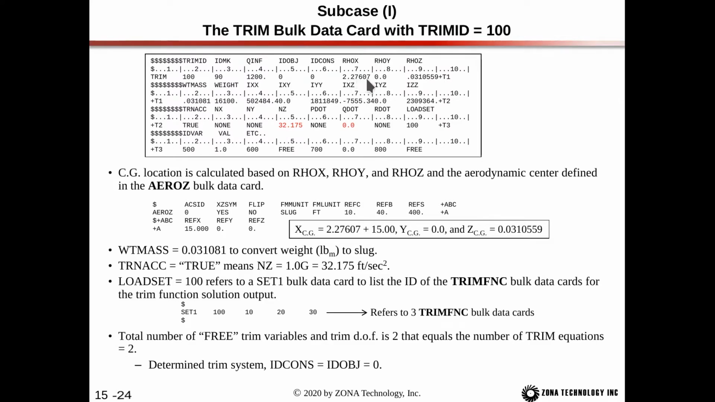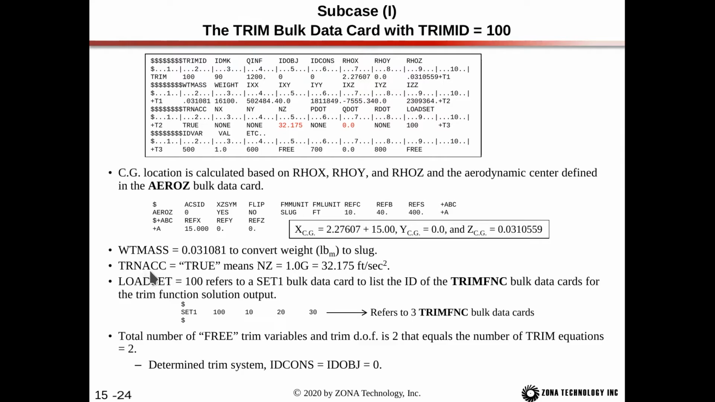So we have 2.27607 plus 15. YCG is 0 plus 0. And ZCG is 0.0310559 plus 0. Our WT mass is 0.031081, which converts the weight in terms of pound mass to slugs. Well, the weight would be pound force, the mass. There are 2 ways to look at it. We're defining our weight in terms of pound force, or we're defining our mass in terms of pound mass. In the end, it's the same thing.